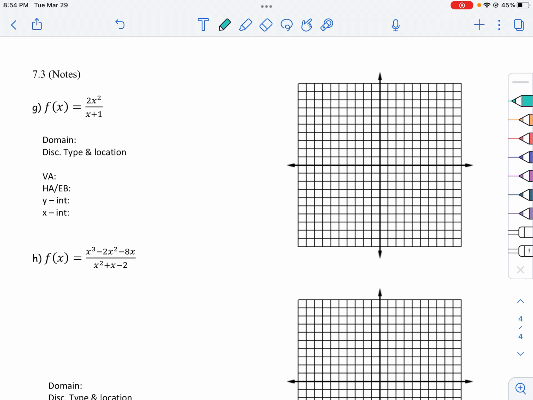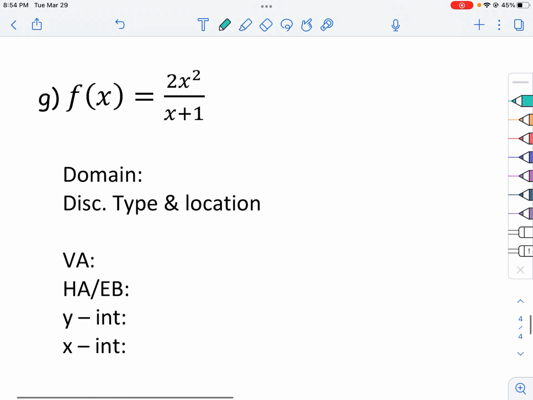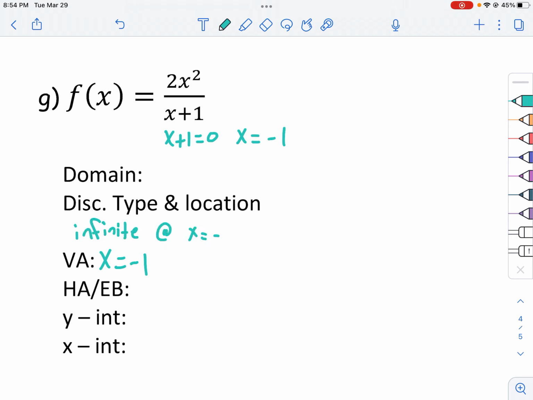All right, let's go to G next. Again, look for anything that factors. In this case, nothing factors here. So we're going to set the denominator equal to 0, find that vertical asymptote. So x plus 1 equals 0, which means x equals -1. There's our vertical asymptote. So the discontinuity is infinite at x equals -1. Domain of this function, all real numbers. x cannot be -1.